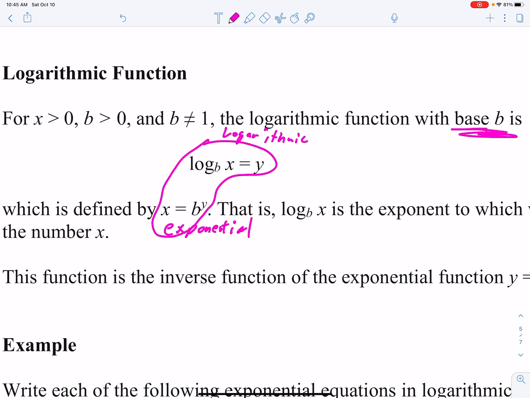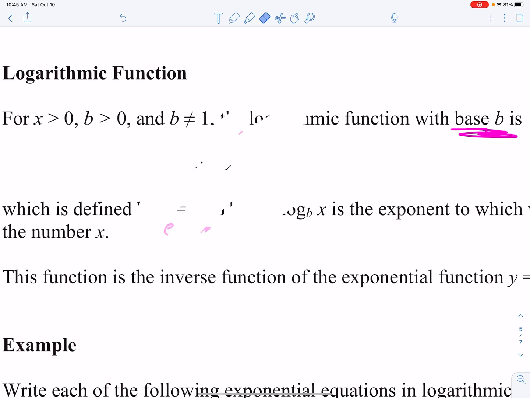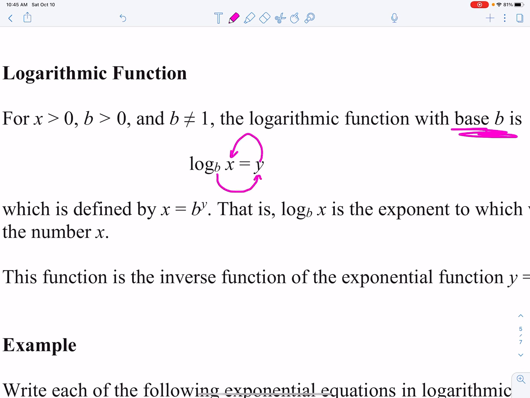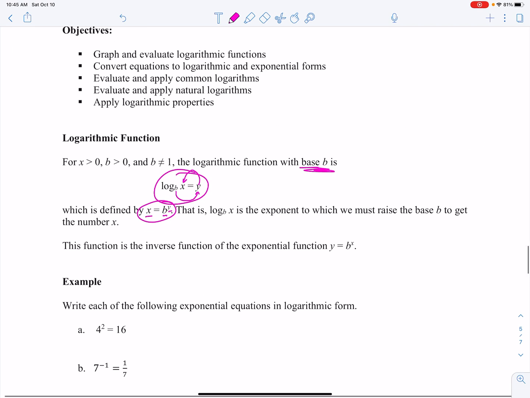So notice what happens here. If we take the b, raise it to the y, it equals x, right? So b to the y equals x. So I call that the little loop around, but that's not the official mathematical term. But that's how you convert from logarithmic to exponential. Okay, that's an important conversion to be able to do.